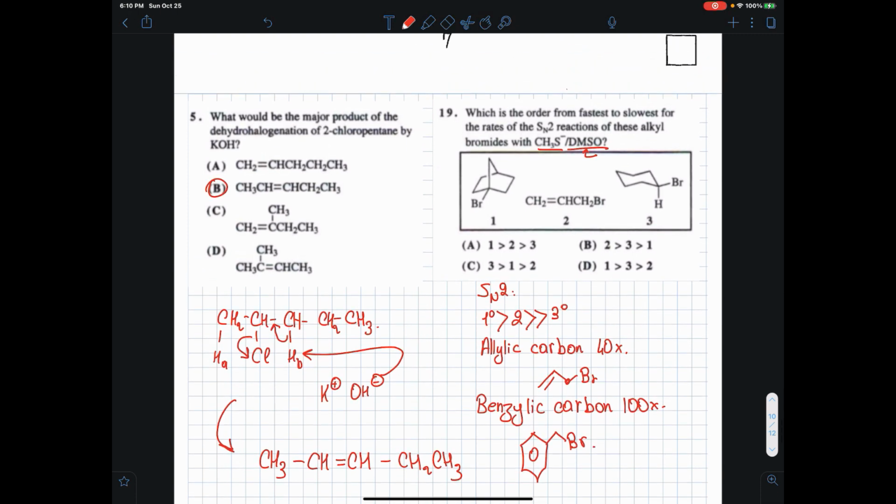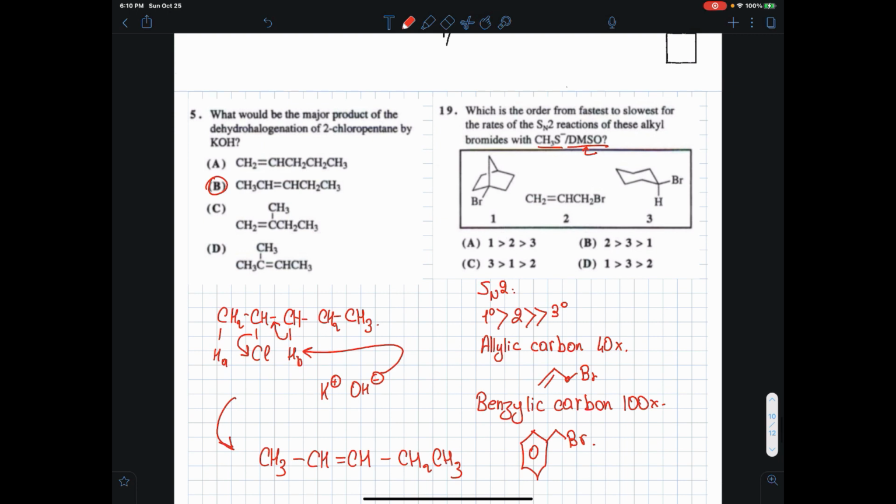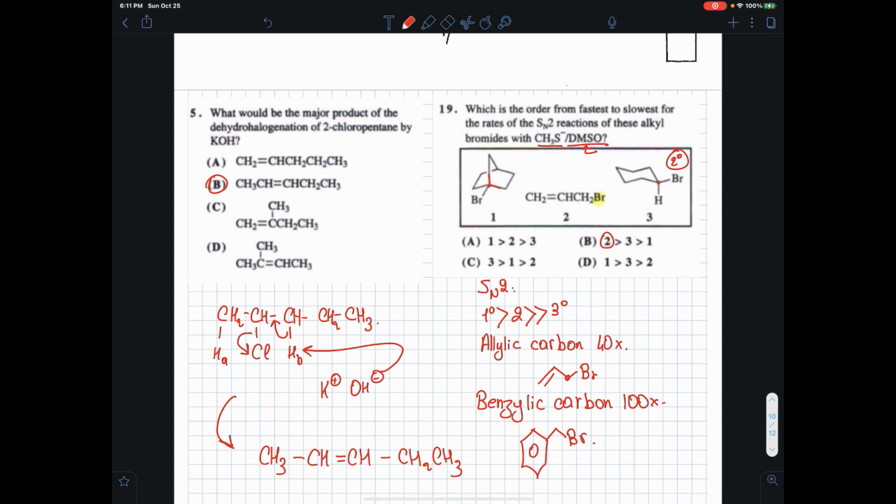Now, looking at all of these, the first thing that we notice immediately is that this Br is on an allylic position. So immediately 2 has to be our fastest. Looking at all of these, the only one that starts with the fastest is 2, so B is my answer. But let's look at the other two. This one right here is a secondary, and this one right here is a tertiary, connected to 3 carbons. So we know that 3 is faster than 1, so 2, 3, 1 would be my answer.